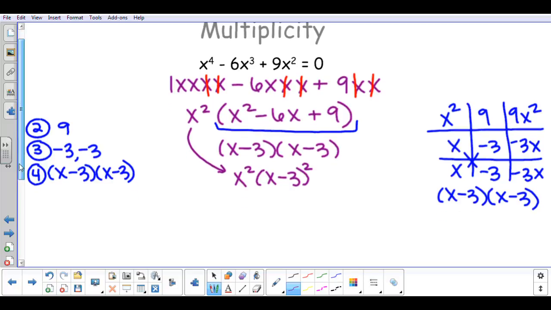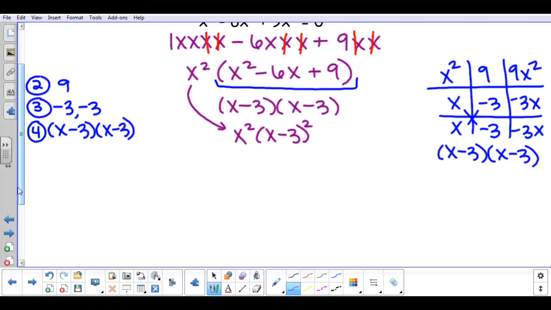So I still need to find the roots, so I'm going to set both pieces equal to 0. So I'm going to have x squared equal to 0 and x minus 3 equal to 0. I'm going to only write the x subtract 3 once because it would be the same thing a second time. For the x squared equal to 0, I'm going to take the square root of both sides, and the square root of 0 is 0.